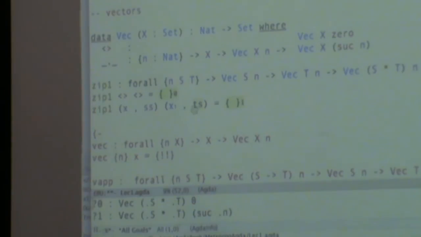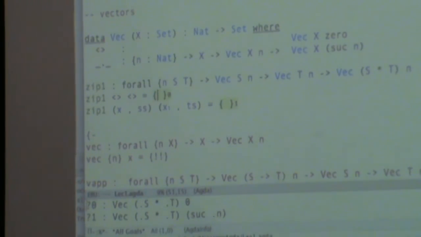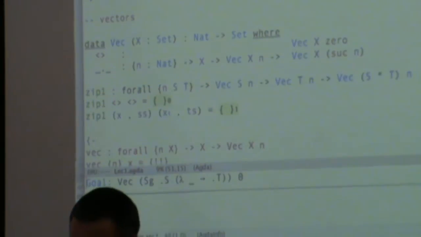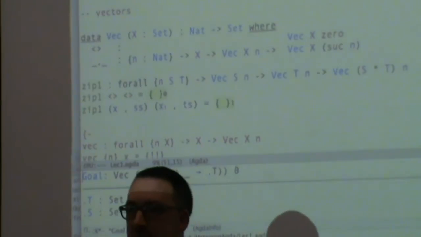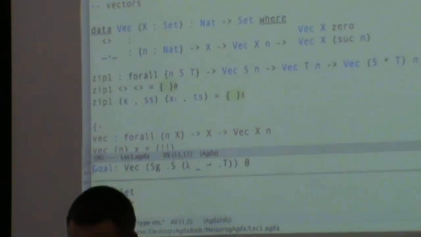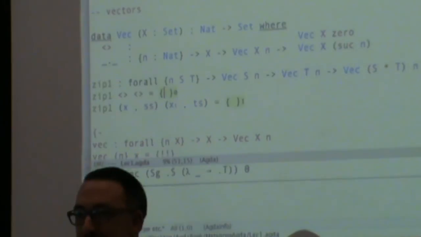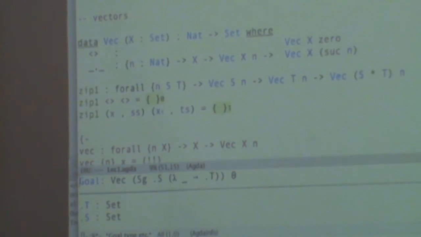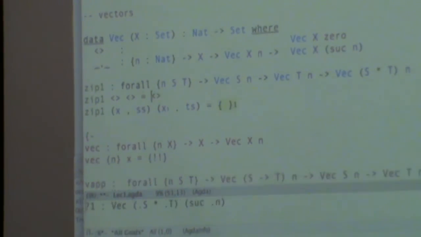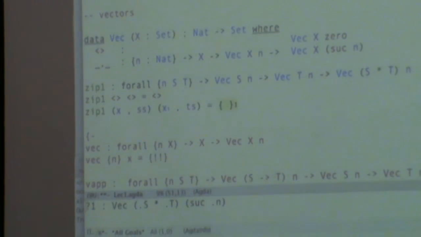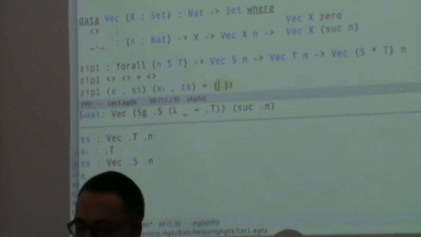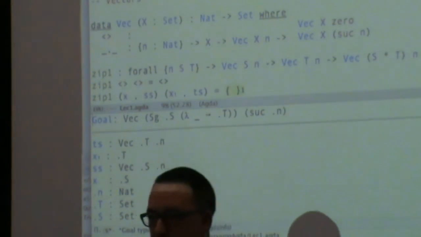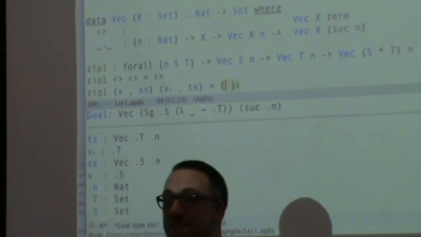And then we get to play the other game. We need to produce a vector of length 0. Can anybody guess what it is? Well, not only can Andy guess what it is, Agsy can guess what it is. Meanwhile, here, we've got to make a vector of length successor of n from S's and T's. Can you guess what it is?